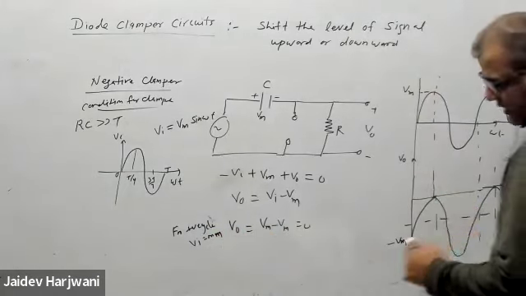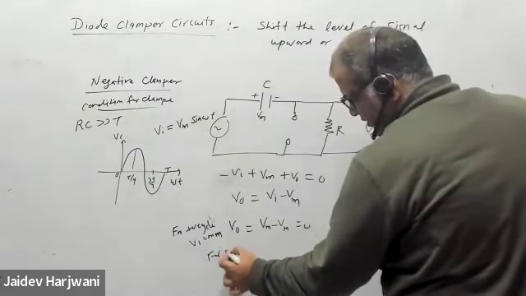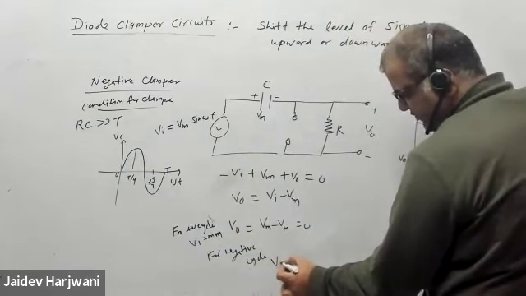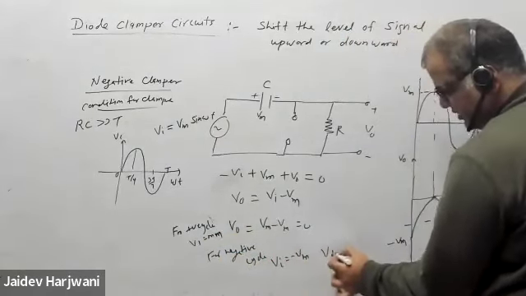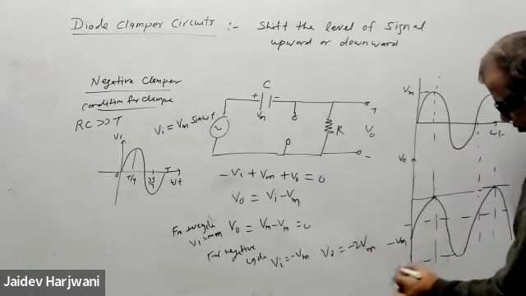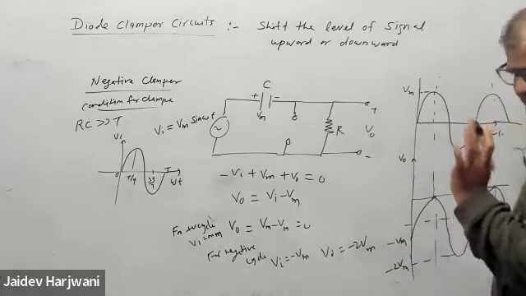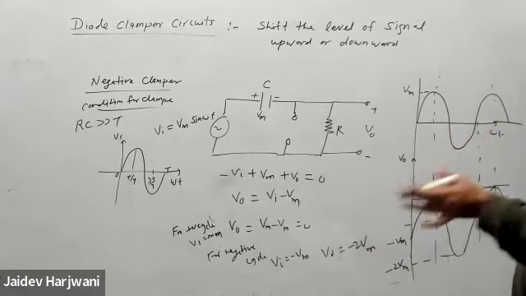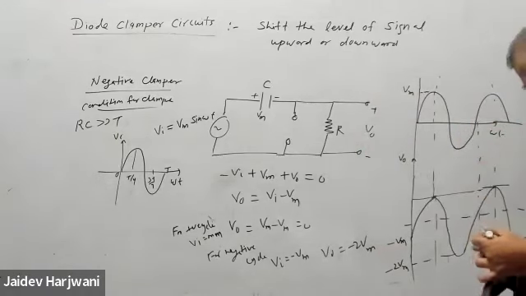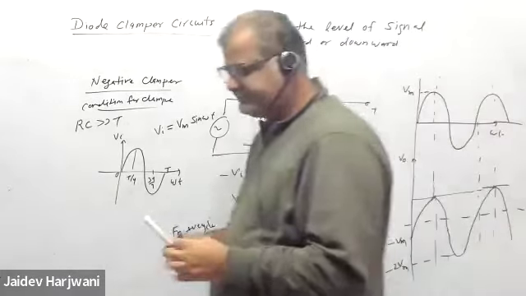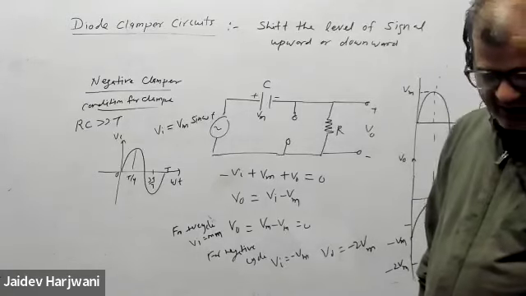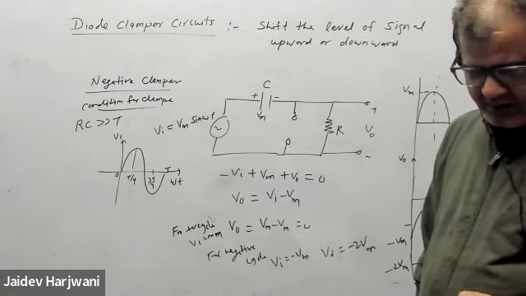And for the negative cycle, when the input voltage is minus Vm, V naught is minus 2 Vm. It's minus 2 Vm. It's simple. Don't think too much. If you understand this one, you can do every clamper problem within seconds. Let me tell you some more examples. Is it clear to everyone? Swaparnika, Rajveer. Clear, sir. Okay.